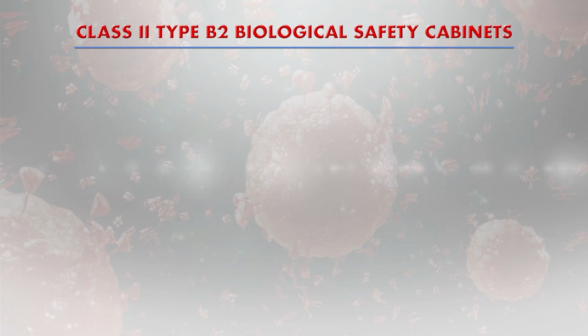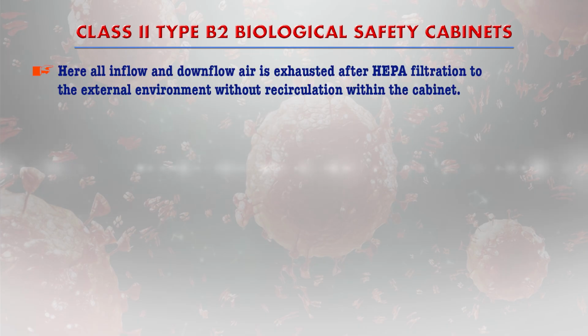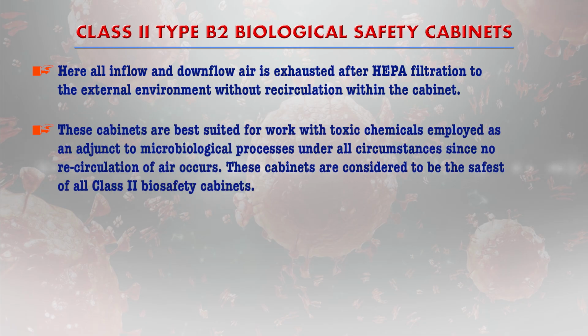The class 2 type B2 biosafety cabinets. Here all the inflow and the downflow air is exhausted after the HEPA filtration to the external environment without any recirculation within the cabinet. So these are best suited for work with toxic chemicals employed along with the microbiological processes under all circumstances, because there is no recirculation of any air occurring.